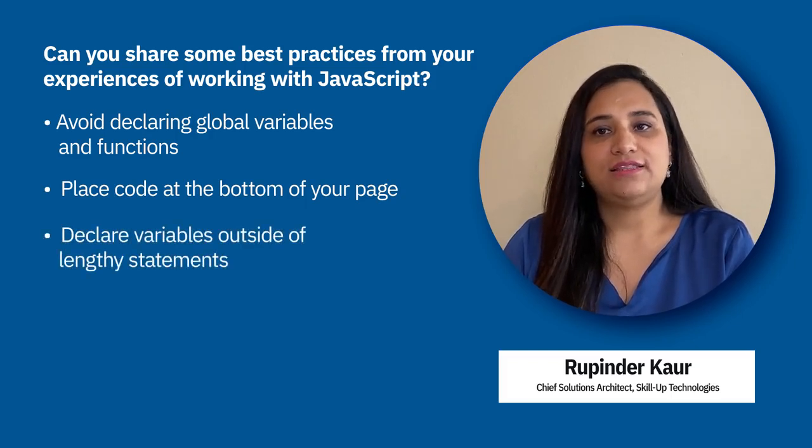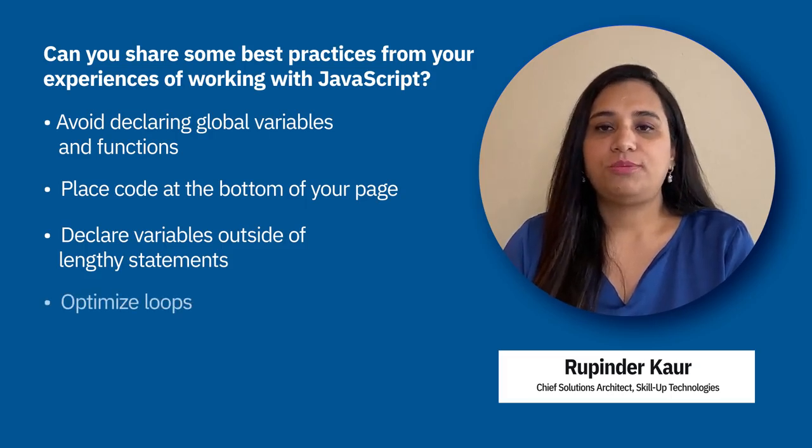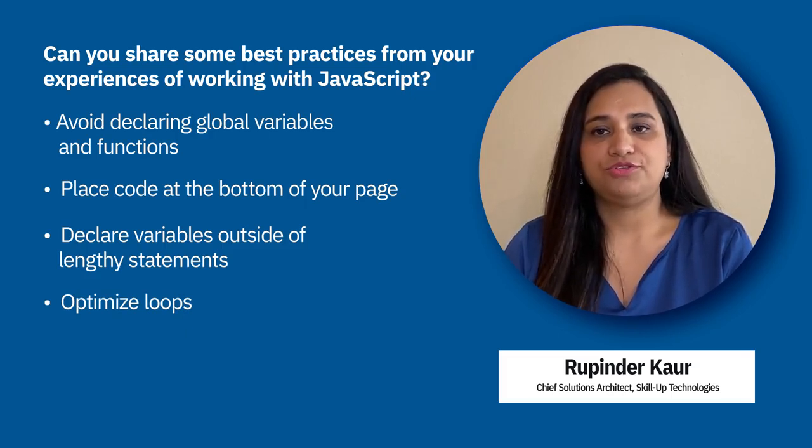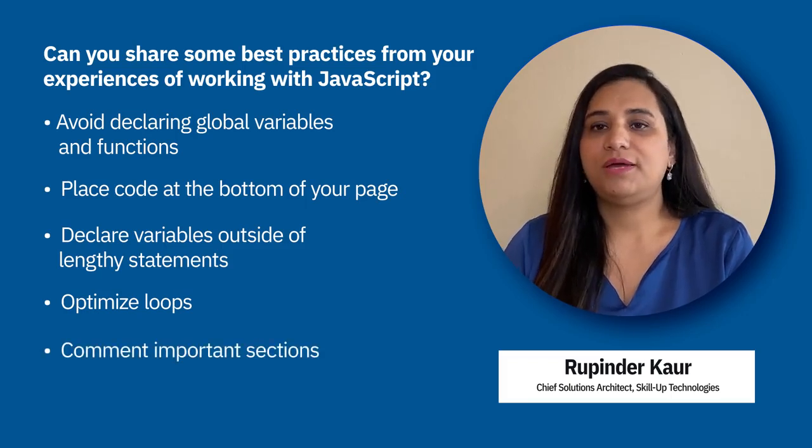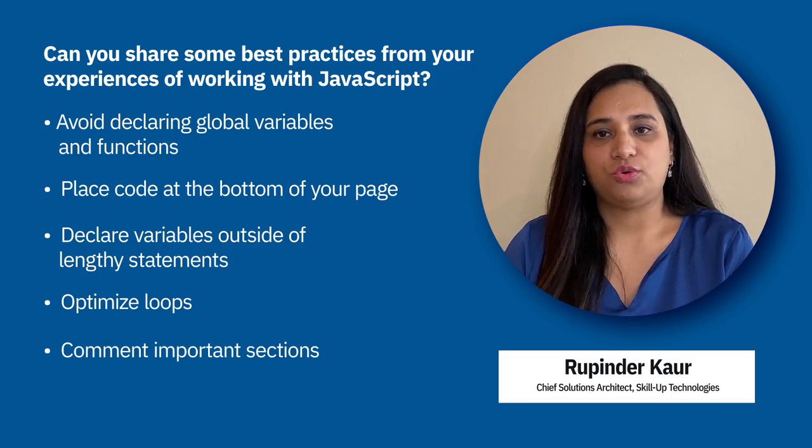When declaring lengthy for statements, declare variables outside of the for statement. You should also optimize loops. For example, instead of reading the length attribute of an array at every iteration, store the length value in a different variable. Always comment important sections of your code so that you or your colleagues can understand the purpose of the code when you need to revise your code.